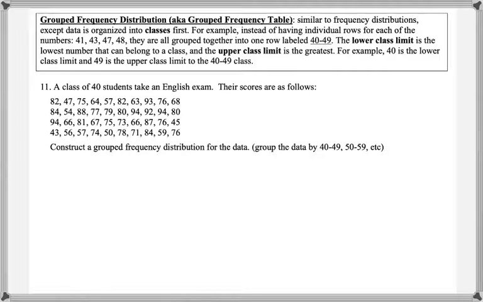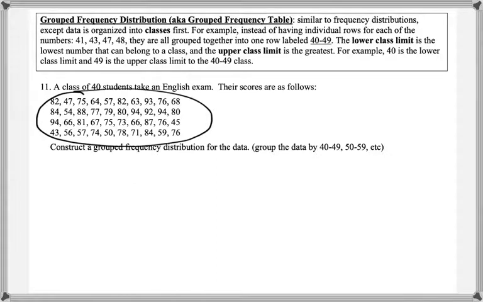And the lower class limit is the lowest number that can belong to a class, and the upper class limit is the greatest. For example, 40 is the lower class limit, and 49 is the upper class limit to the 40s class. So a class of 40 students take an English exam, and their scores are as follows.